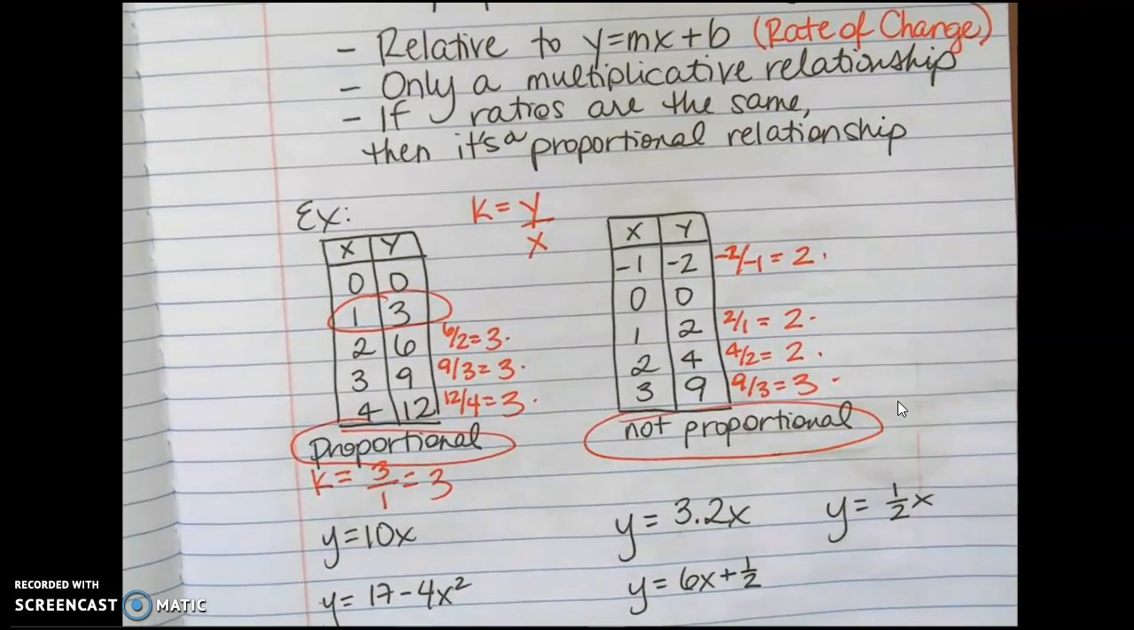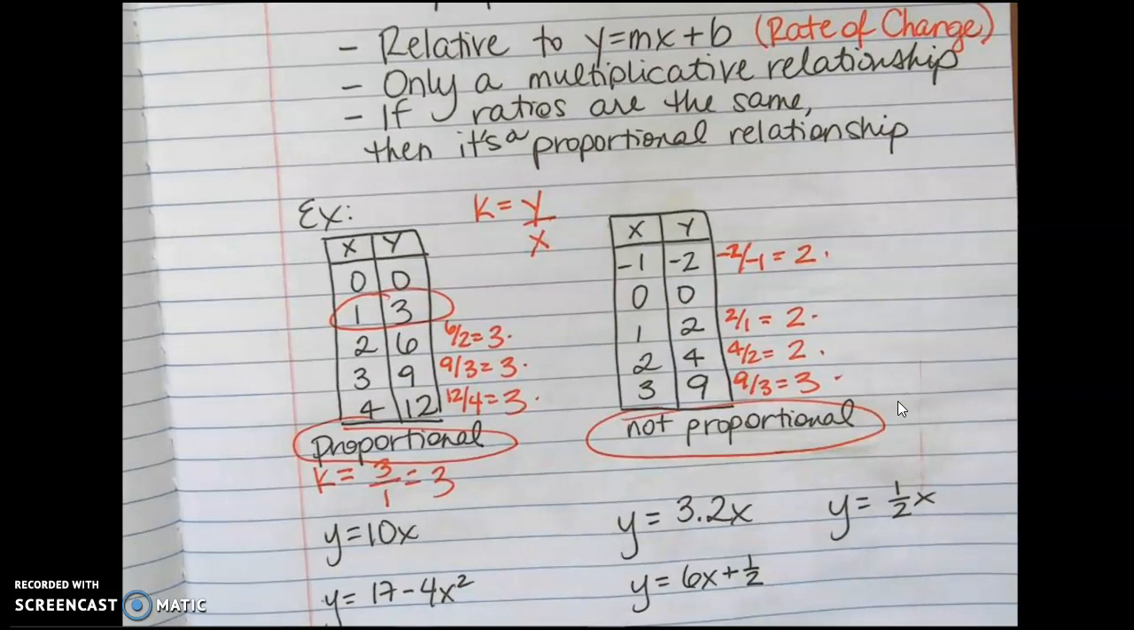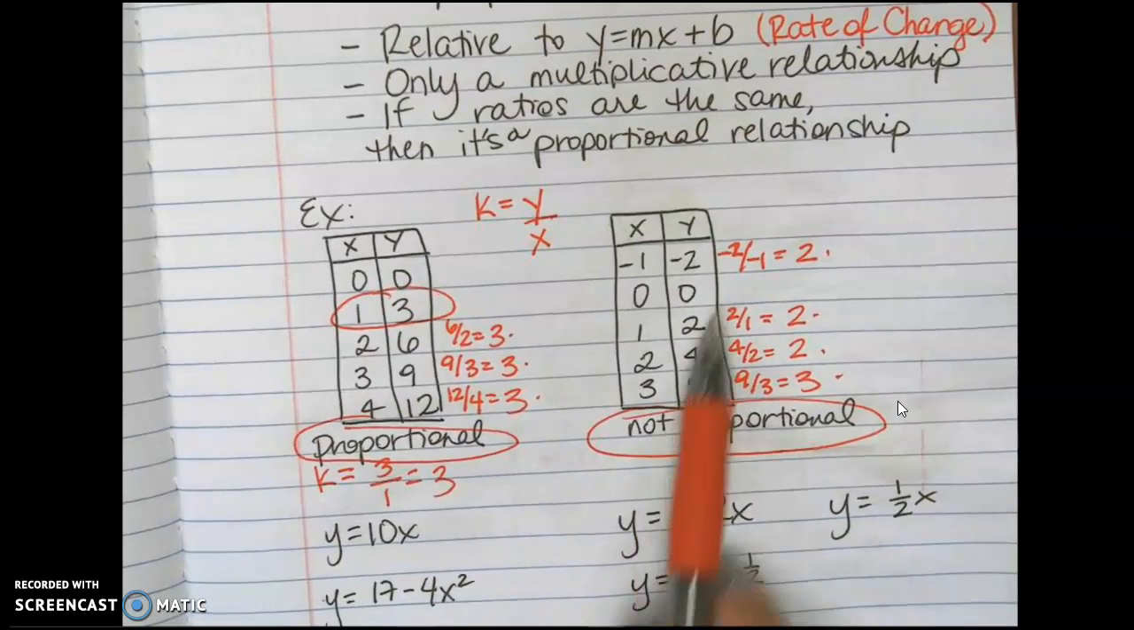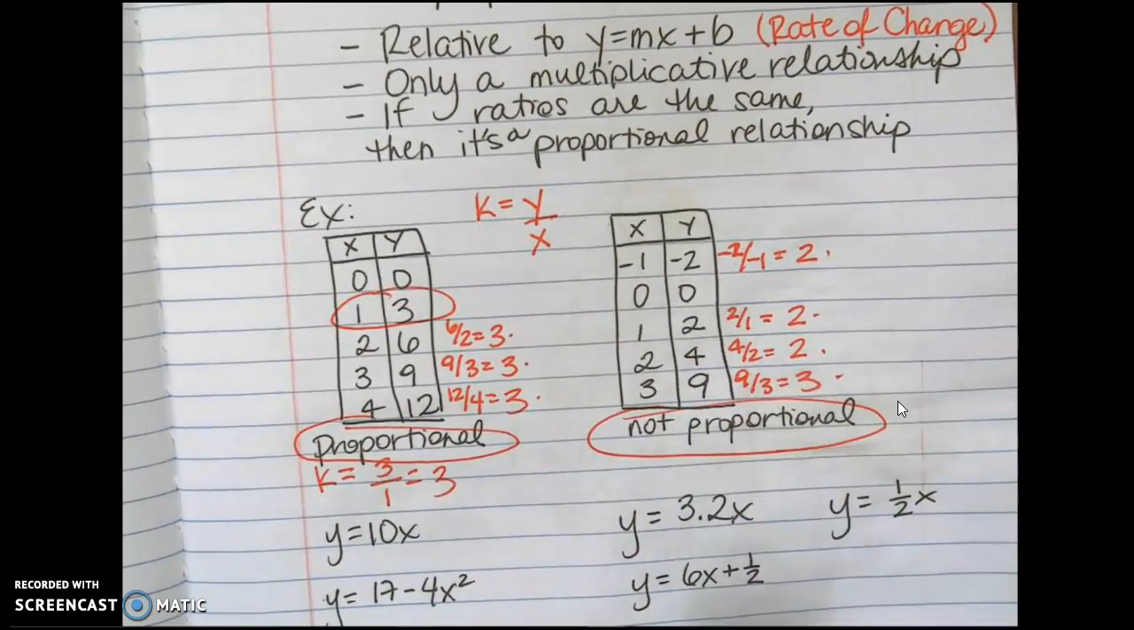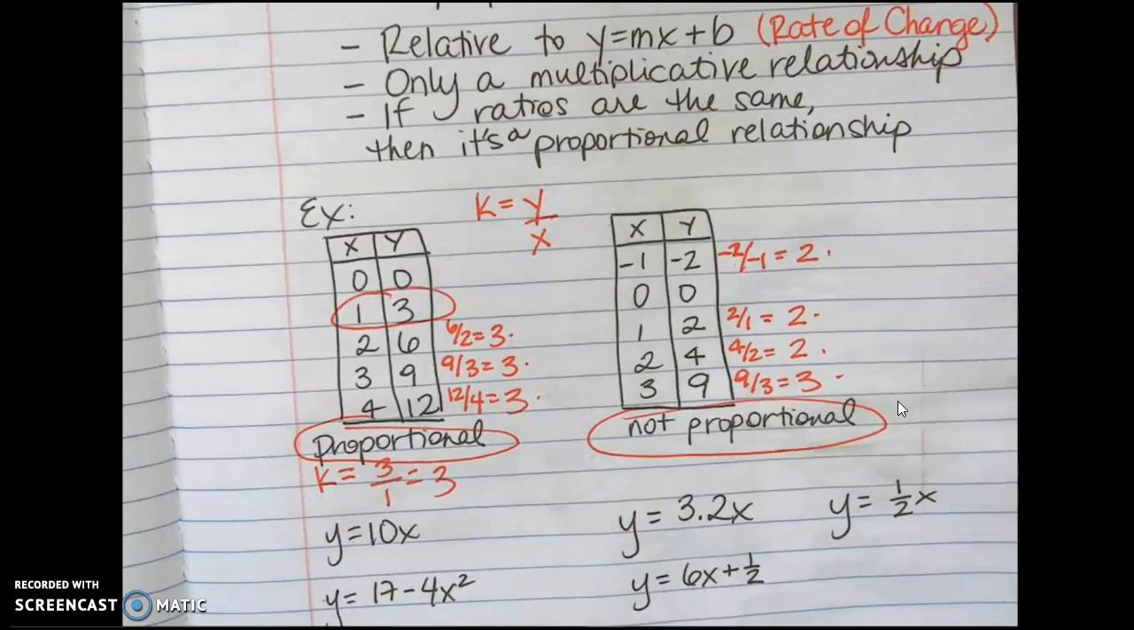You have to pay attention to all of the values in the tables, because they'll throw you off by making it the last one where you're like, okay, this is it. Yep, proportional. But you didn't check the last one, so don't shortchange yourself.